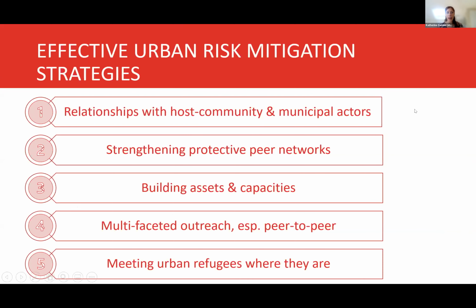So from this study, we also learned about effective urban risk mitigation strategies. So I'll share 5 of those key strategies next. The first is strengthening relationships with both host community and the municipal actors. So one best practice is that humanitarian actors should conduct a mapping of the local organizations that specialize in working with individual subpopulations.